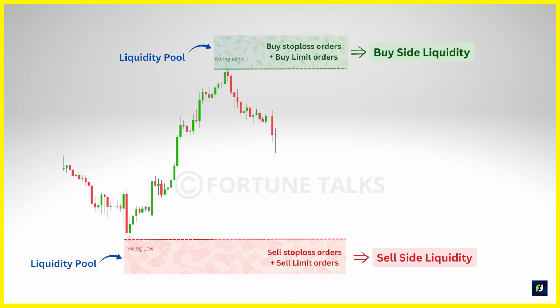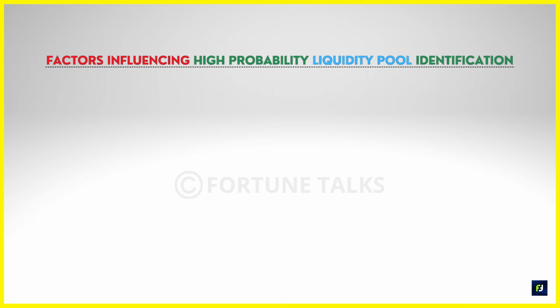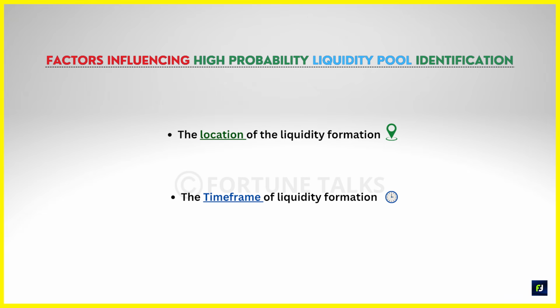Now, the same concept applies to other areas of liquidity also. Now, let's head back to determining high probability liquidity pools. As I have already mentioned, there are mainly two factors in play. First is the location of the liquidity formation, and the second one is the time frame.